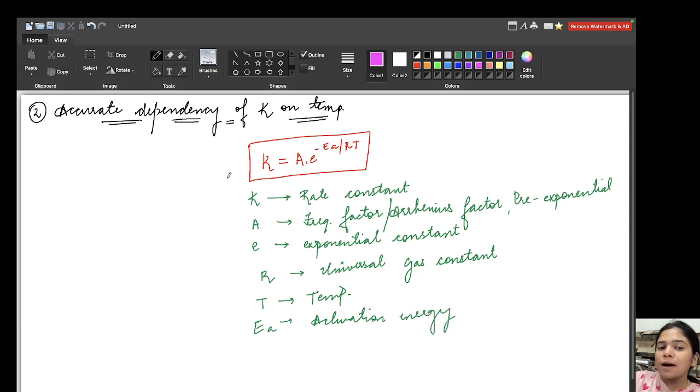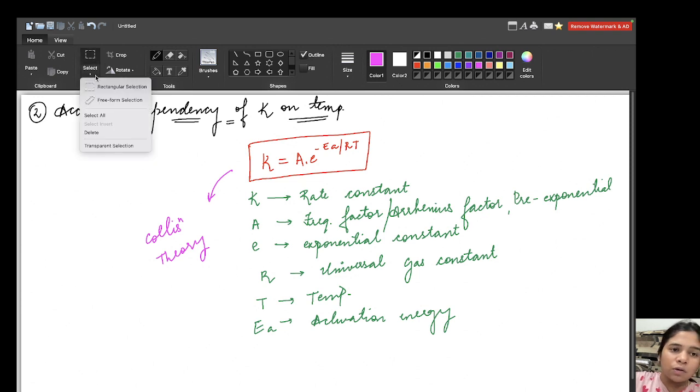And this formula has particularly come from your collision theory. K is equal to A e raised to minus Ea by RT. This formula has come out from your collision theory. Now, what is collision theory? We'll study next.